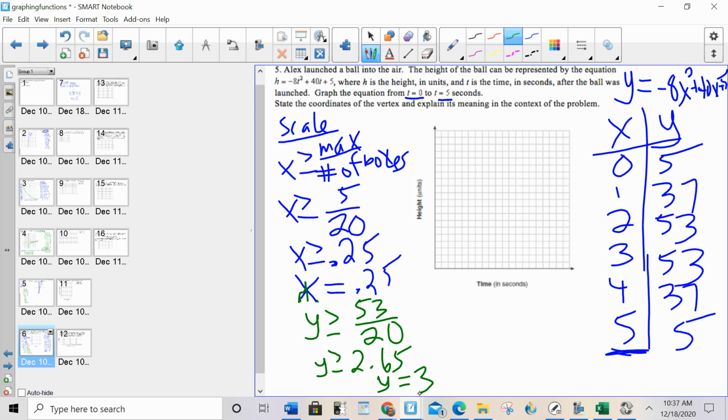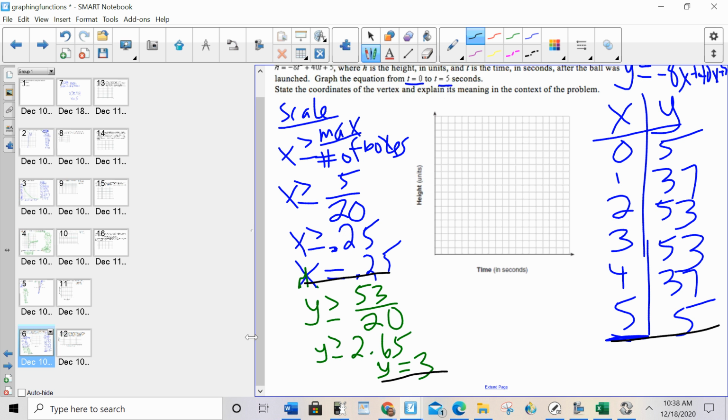So what that means is for the x, each box is going to be worth 0.25. In other words, every 4 boxes is going to be worth 1. For the y's, every box is going to be worth 3. So I'm going to put that somewhere else so I can make the graph bigger so this isn't too confusing. So my scale: my x is going to be 0.25, my y is going to be 3.